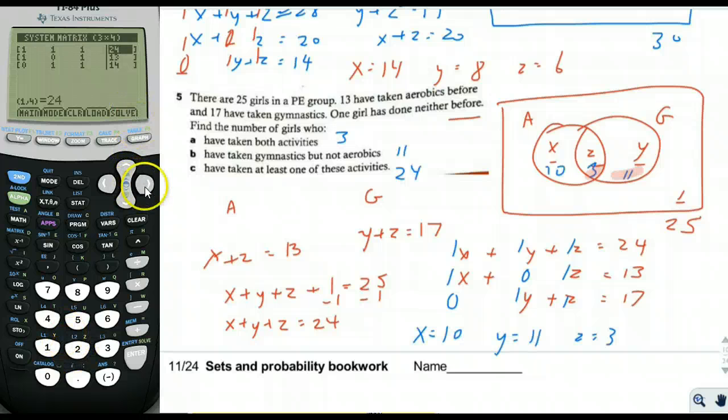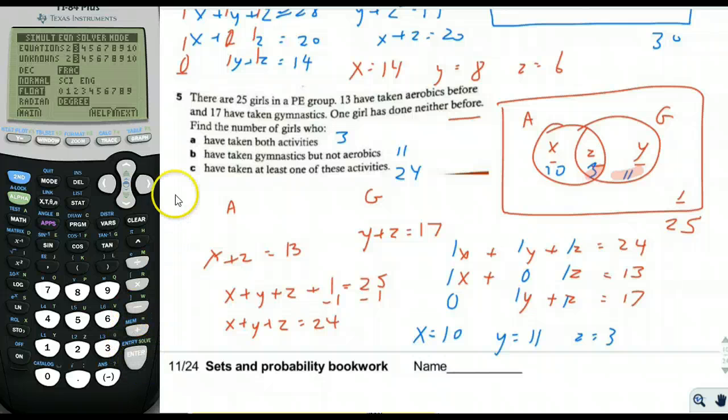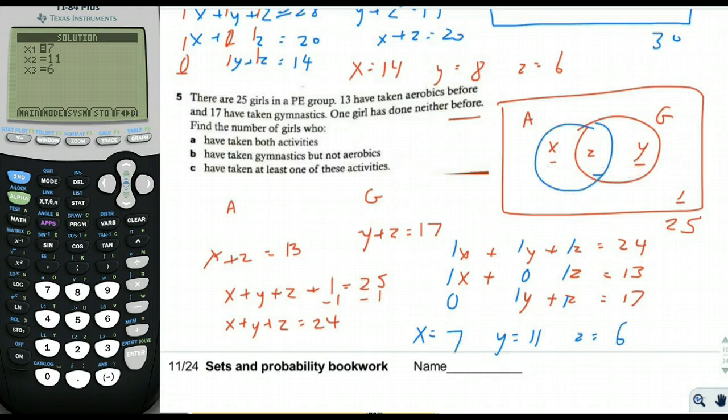So 24, 13, 17. Solve. That work? Oops. 24, 13, and then I'm going to type 17 here. Okay. Make sure you type it in and move off it so that it registers, and then you do solve. So we get x equals 7, y equals 11, and z equals 6.